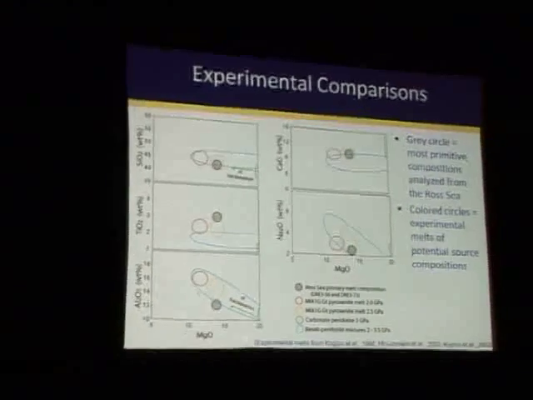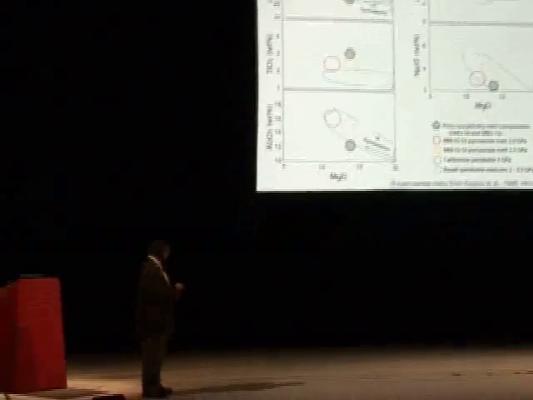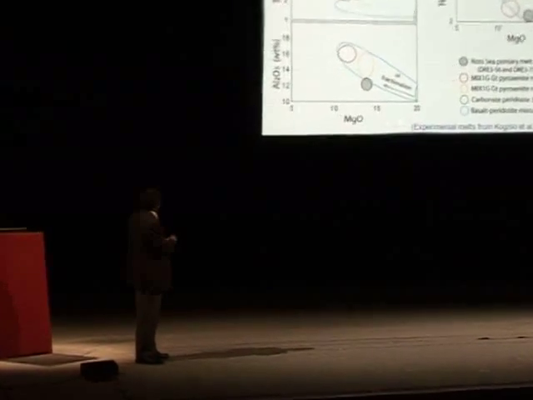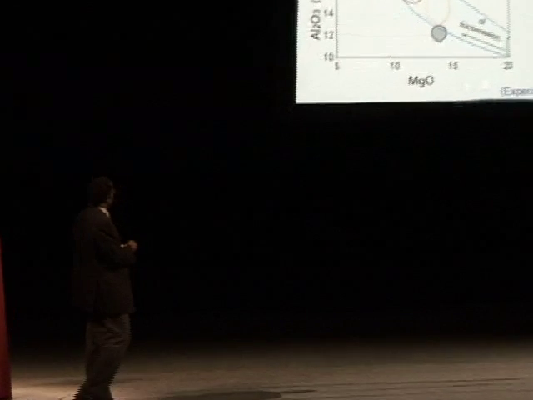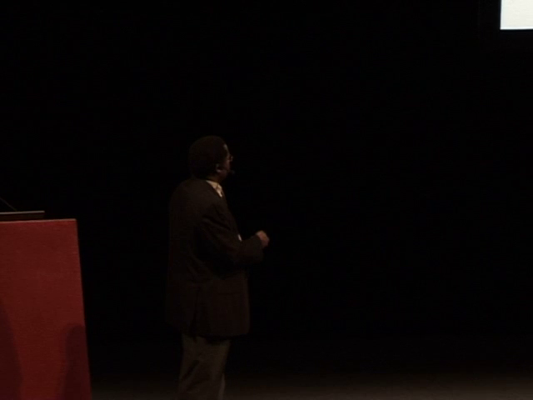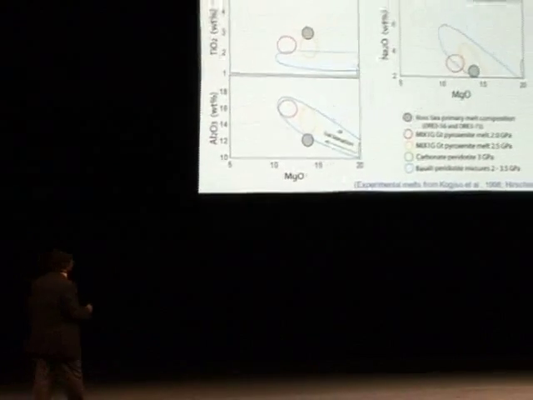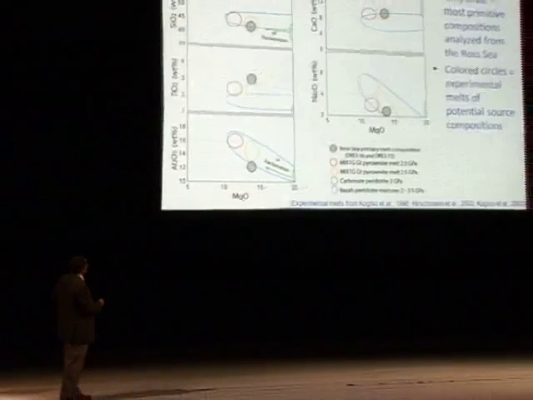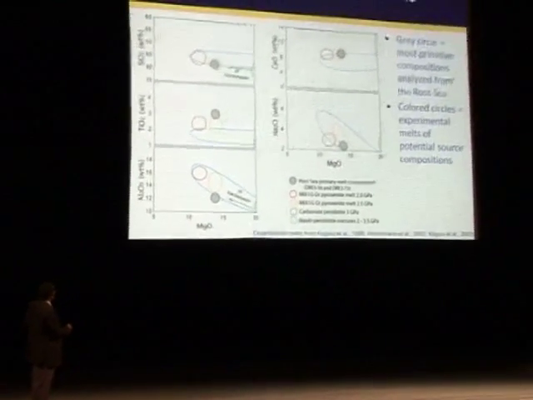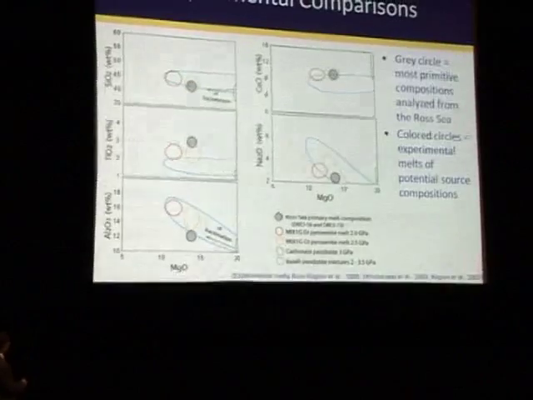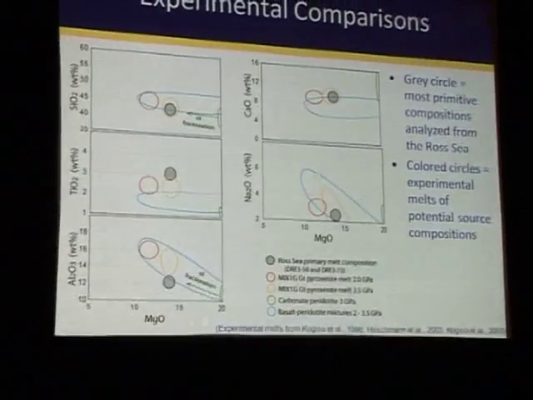So what we've done is taken the most primitive melt compositions that we can find in the West Antarctic Rift System and compared them to some experimental melts that various colleagues have published over the years, including garnet pyroxenites melted at different pressures in the mantle, well, in the lab, but simulating mantle conditions, and also comparing these to enriched peridotites or peridotites with a basaltic component and so on.